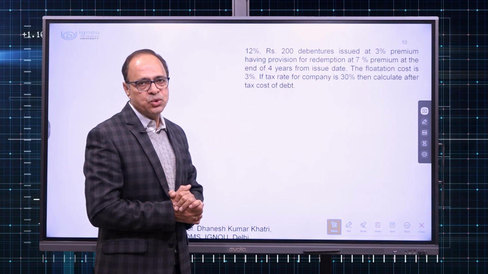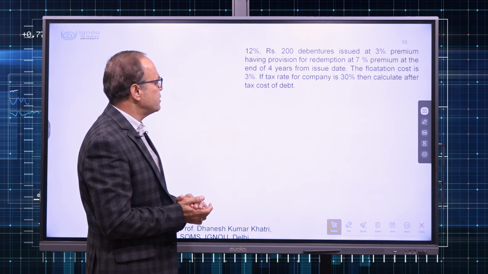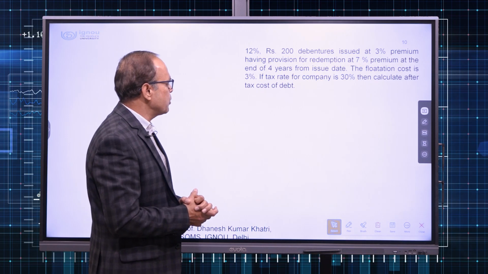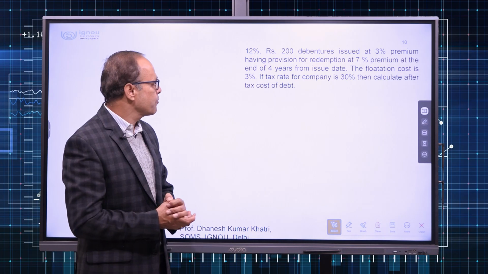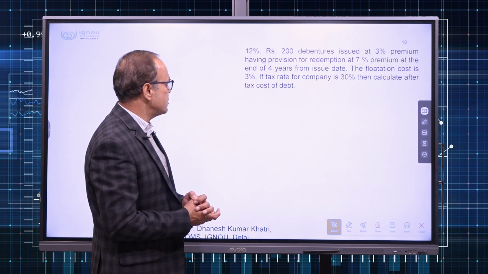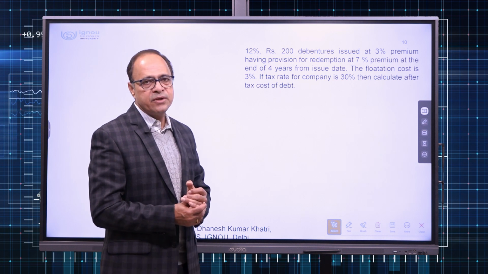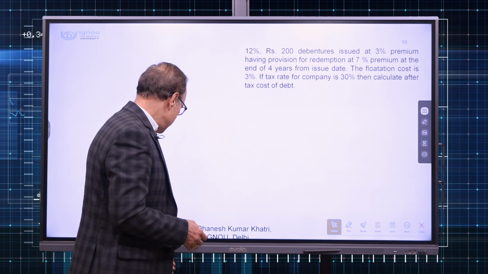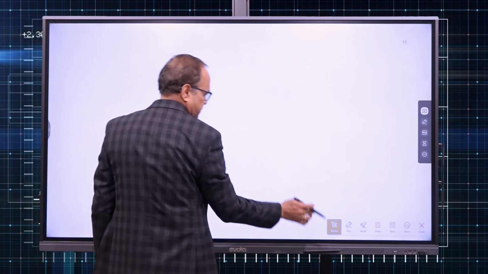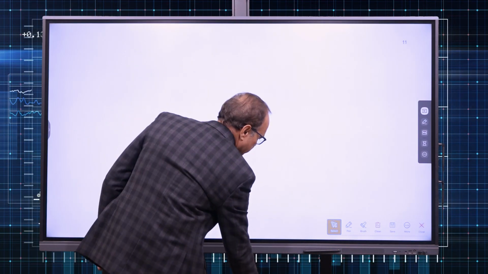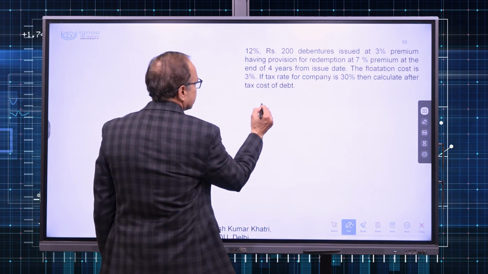Debentures are being issued at a premium. 12% rupees 200 debentures issued at 3% premium, having a provision for redemption at 7% premium at the end of the 4th year. The flotation cost is 3%, and if the tax rate is 30%, then calculate the after tax cost of debt. So how do we calculate it? 12% is the coupon rate. So we take it like this.